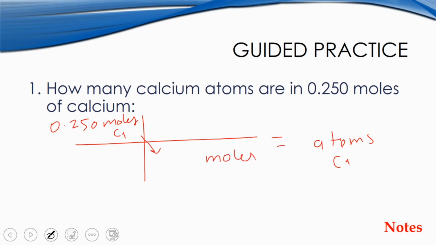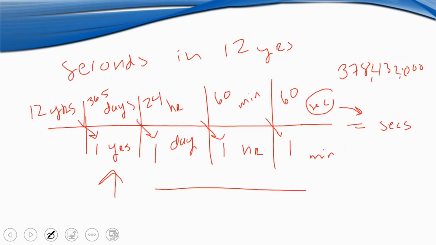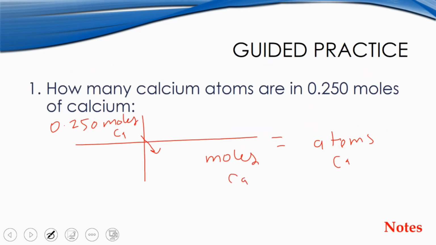So, moles of calcium. Why did I bring that down? Well, I'm trying to cancel it, right? That's what we were doing. We were bringing down our units every single time. Just bring it down, bring it down. So that's what we're doing here as well. On top is the unit that we're looking for. And our problem here is atoms of calcium. So that's what we're going to write.